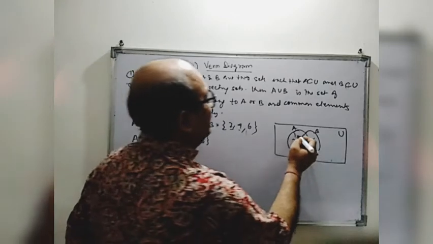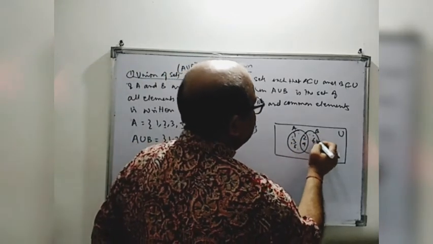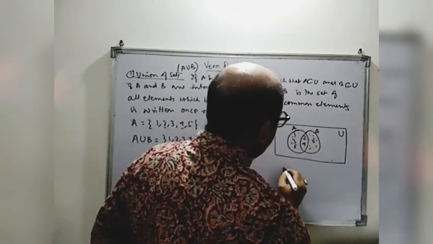In a Venn diagram we are representing it like this. This is your A union B. So here I can write it.